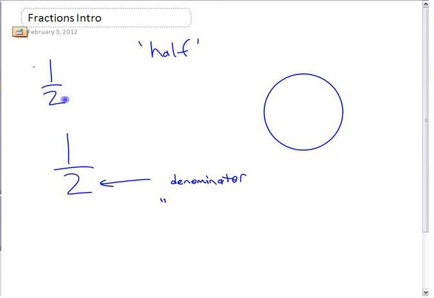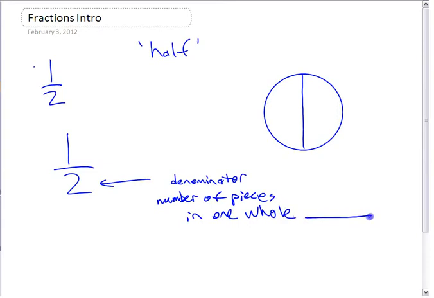The 2 represents how many pieces you broke the cookie into, right? So we broke the cookie into 2 pieces. This is the number of pieces in one whole. I'm not going to put the word cookie here, but you could say the number of pieces in one whole cookie, or whatever, right? One whole object, one whole thing. The top number doesn't represent how many pieces are in one whole thing. It represents how many you have, right?